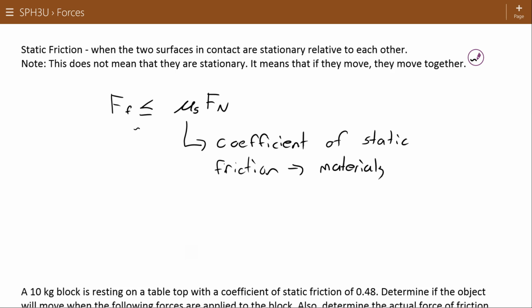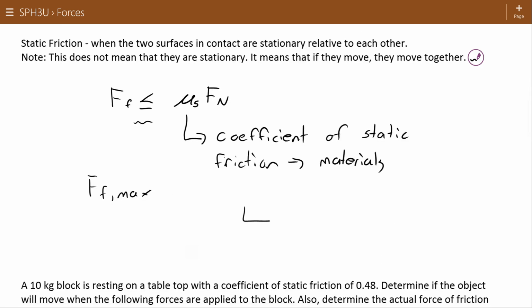This formula is a little bit tricky. It says less than or equal to. It doesn't say equal to. So what that means is this FF, calculated from this formula, should be thought of as a maximum value. Again, let's go back to our scenario where you've got a book resting on top of a desk. If you push on the side of that book with a 2 Newton force, and then let's just say, for the sake of argument, you've done this calculation and you've seen that FF max is equal to 10 newtons, that doesn't mean that the force of friction pushes back with a force of 10 newtons.